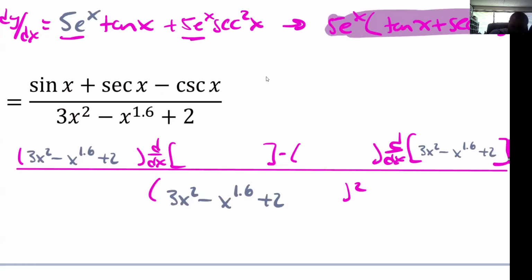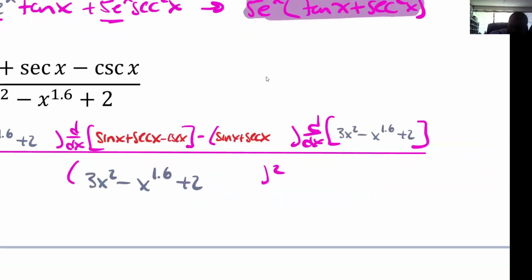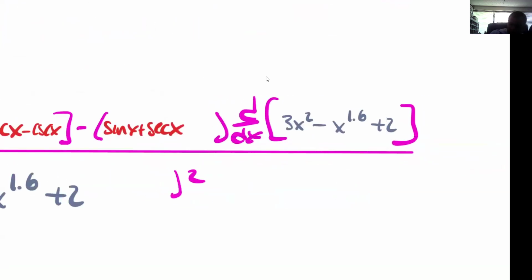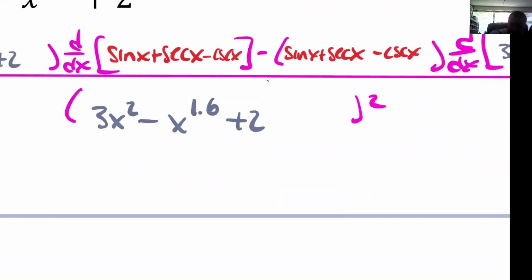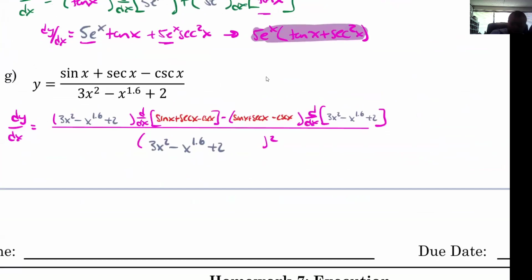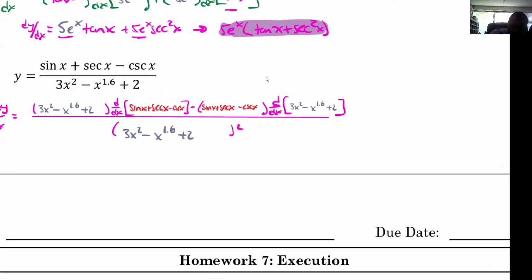I'm also going to have the derivative of the top, right? Sine of x plus secant of x minus cosecant of x, and sine of x plus secant of x minus the cosecant of x. All right, so now it just boils down to, do we know these derivatives? So term by term differentiation here, right? It's three things being added, term by term differentiation there.